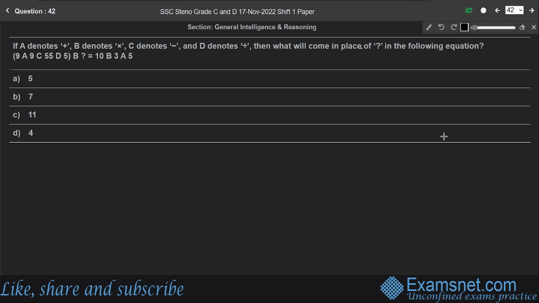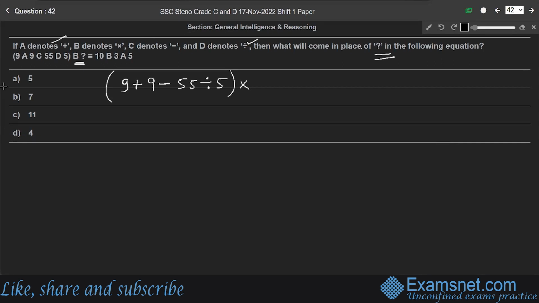Question 42. If A denotes plus, B denotes into, C denotes minus, and D denotes divided by, then what will come in place of the question mark in the following equation? This is the given equation in which we have 9 A 9. A denotes plus, so it becomes 9 plus 9. C denotes minus, it becomes 9 minus 5. D means divided by 5. Then B denotes into.